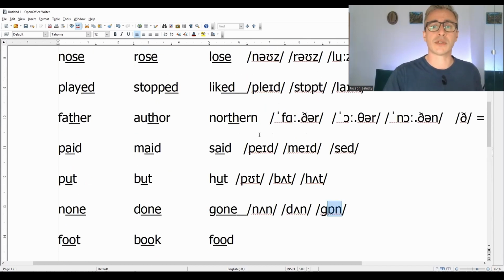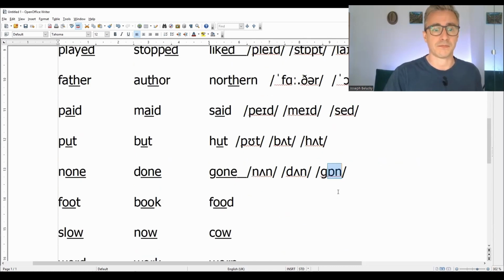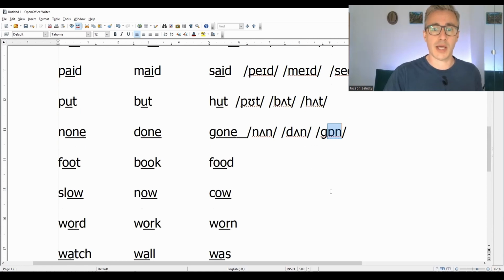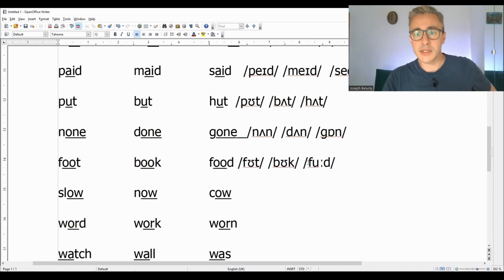And we saw this sound before. It's this sound up here again. Loose, choose. As I will show you now. There you go. So that's a long vowel sound. It's that ooh. Rounding the lips, pushing them out a little bit. Tongue comes back a bit. Ooh. Food, food. Book, foot. Much shorter.